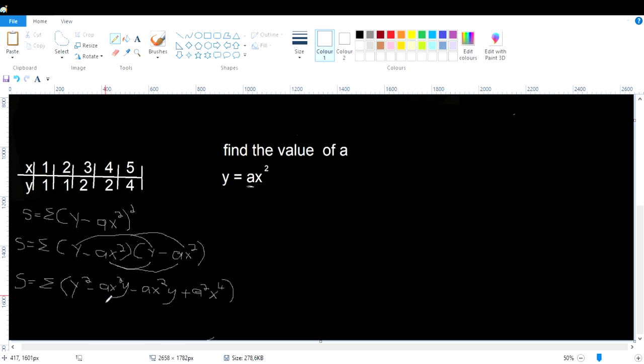Now let's add these two like terms. S is equal to the sum of y squared minus 2a x squared y plus a squared x to the power 4.